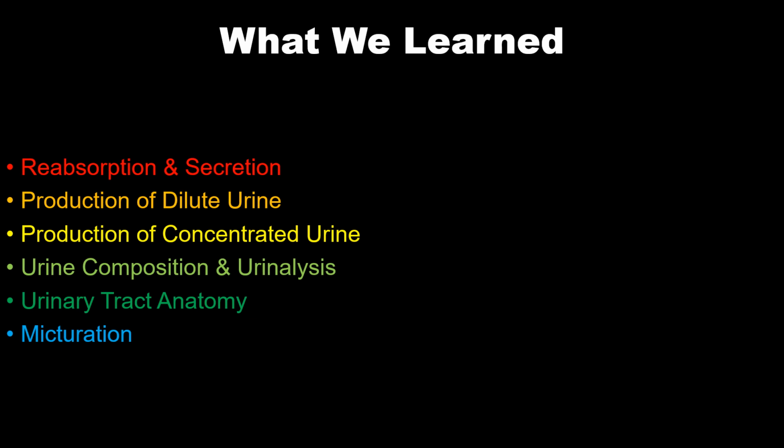So this is the sort of stuff you just covered in this section. We talked about reabsorption and secretion, production of dilute urine, production of concentrated urine, urine composition and analysis, urinary tract anatomy, which is super basic, and the process of micturition. This is it for this chapter. Chapter 24 is in the bag.